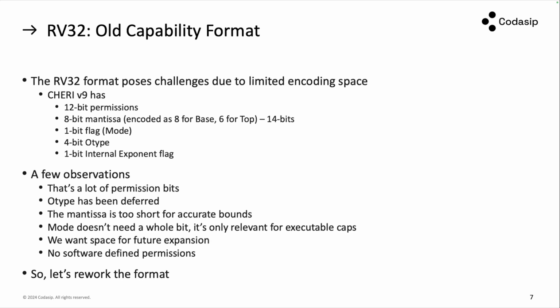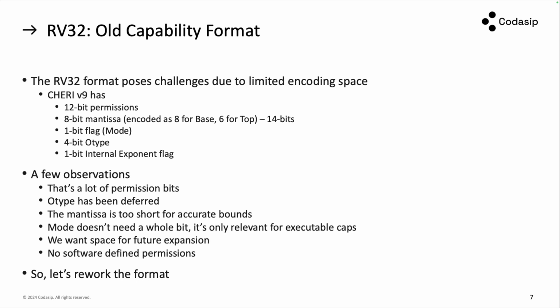So if we studied what was in the capability format, we had 12 bits of permissions, which is a lot out of 32 bits. An 8-bit mantissa, which was a bit too short, so we didn't get enough precision. A bit for the flag, which is the mode, capability mode or integer mode. We renamed it legacy because it makes more sense. It had an object type, the O type, and the internal exponent flag. So it's a lot of permission bits.